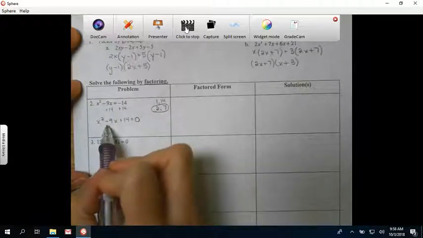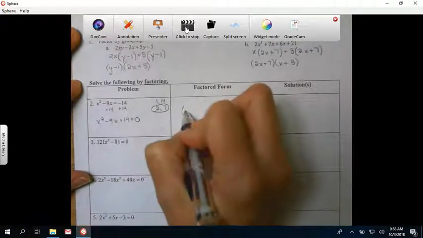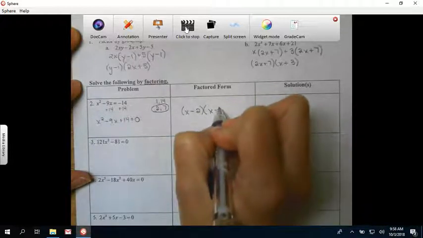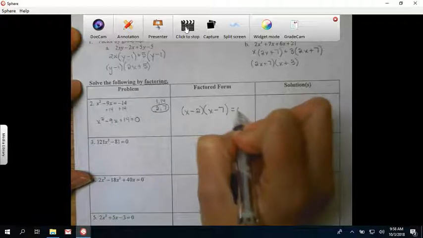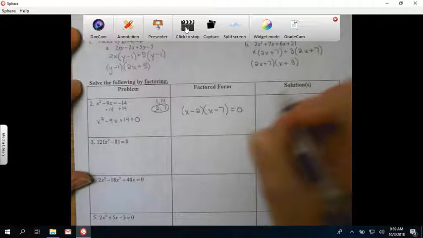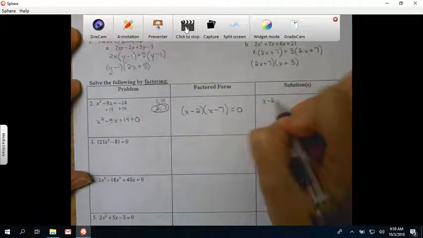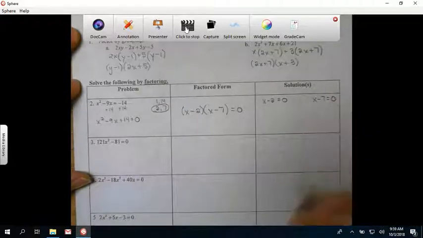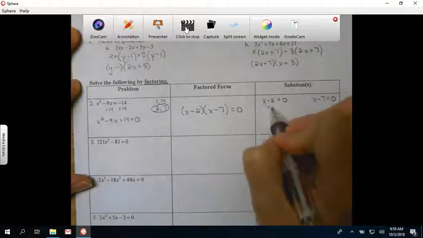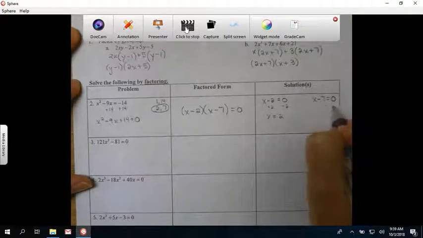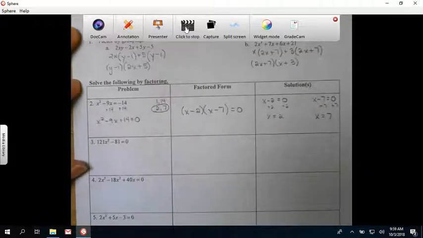They're going to add to give me a negative 9, so that lets me know that both terms are going to be negative. So that is factored form. So now for my solutions, I'm going to set each piece equal to 0 and find out what x would have to be. So right here, I need to go ahead and add the 2. And right here, I'm going to add the 7. So those are my 2 solutions.